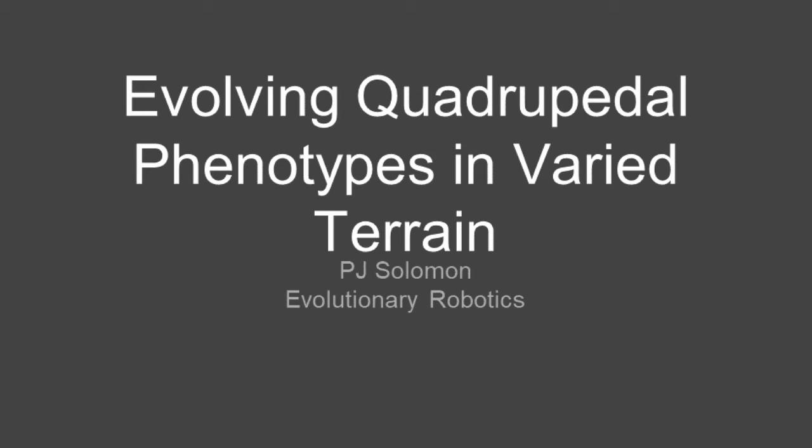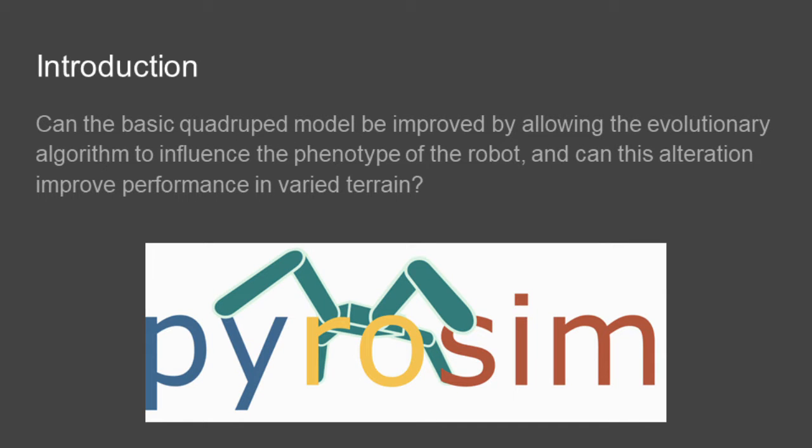In this project, we evolved quadrupedal phenotypes in varied terrain for the Evolutionary Robotics class at UVM. As an introduction, our hypothesis was to determine whether the basic quadruped model could be improved by allowing the evolutionary algorithm to influence the phenotype or physical qualities of the robot, and whether doing so can improve the performance in varied terrain. For this project, we altered the lengths of the upper and lower limbs of the quadruped robot.